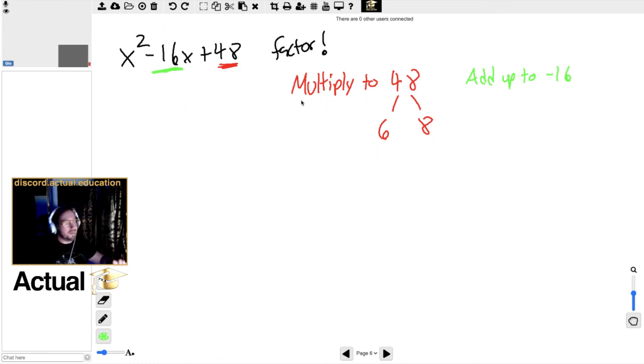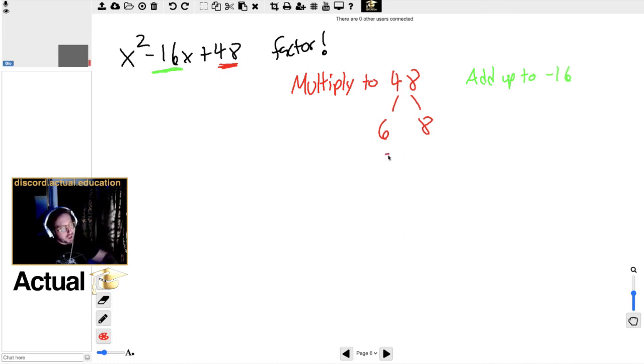So 6 and 8, what does that add up to? 14, right? So that's not my minus 16, so that doesn't work. So we've got to find another one. We've got to find more things that multiply to 48. What are some other things? Sometimes the easiest way is to start at the lowest number and just work up. So the lowest one we have is 1 times 48, right? What does that add up to? 49. So we're really far away.